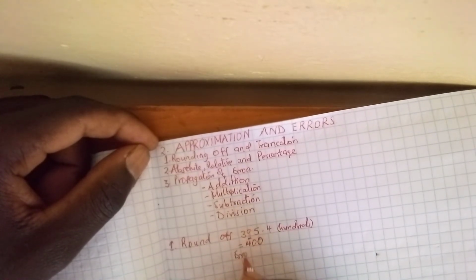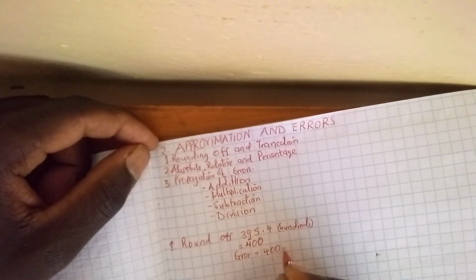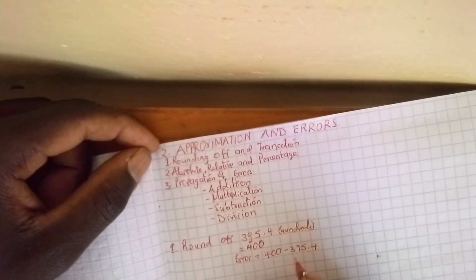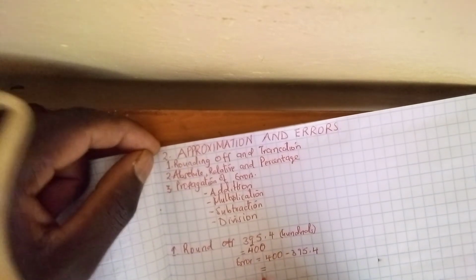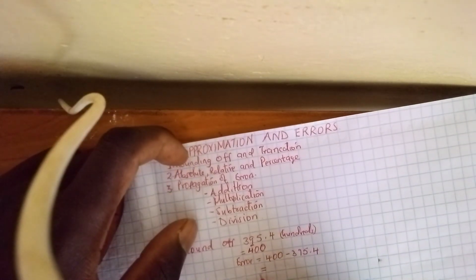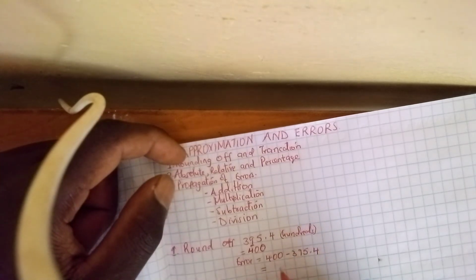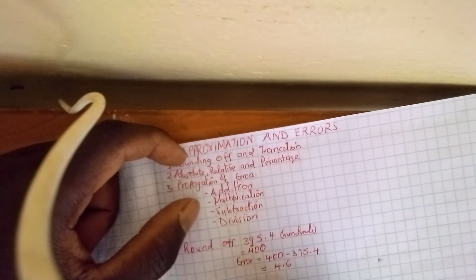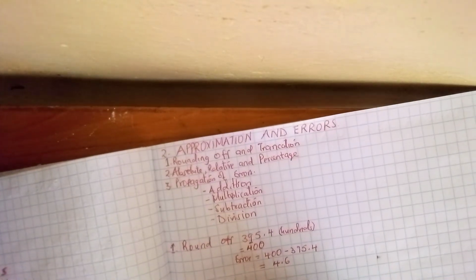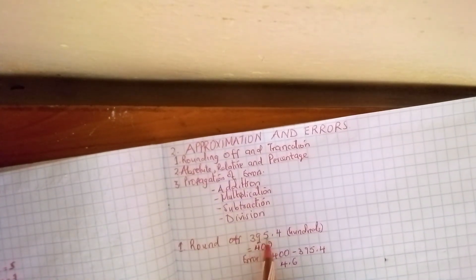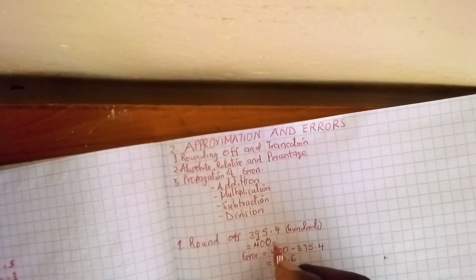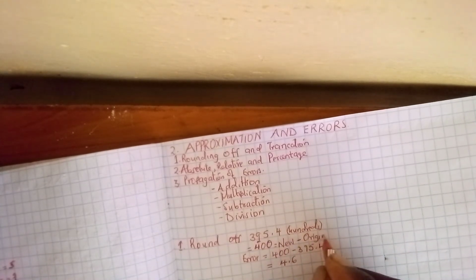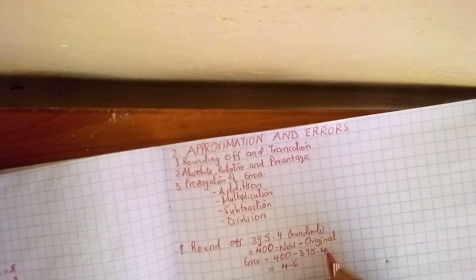Now the error that will occur in this rounding off will be 400 minus the original 395.4. So subtract 400 minus 395.4 will give around 4.6. This is the error. So in rounding off, the error occurs when you round off a number to the nearest hundred. So error is the new minus original. That is in rounding off, the new number minus original number.